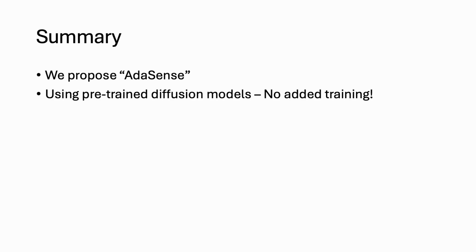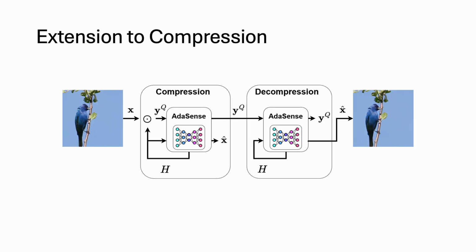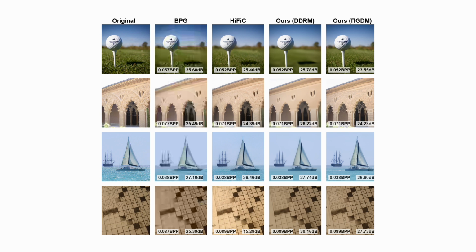In conclusion, we propose a novel adaptive compressed sensing algorithm which we name AdaSense. We use pre-trained diffusion models with no added training. AdaSense can be used in many applications, including medical image active acquisition. In preprint work, we extend our algorithm to image compression. Using the same principles and back-to-back AdaSense algorithms, we can employ the measurement as an image-specific compression scheme. Our results compete with classic and deep compression methods while employing only off-the-shelf diffusion models.